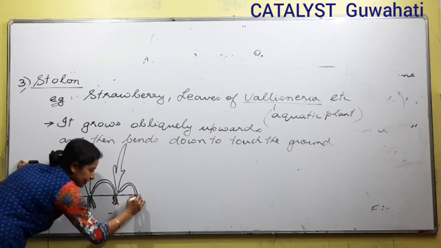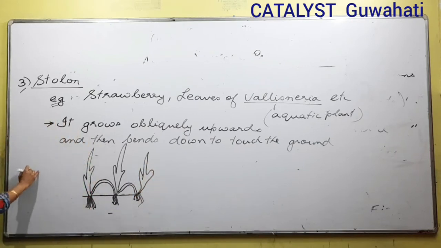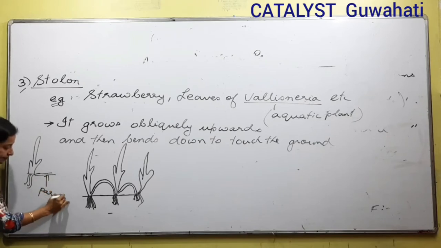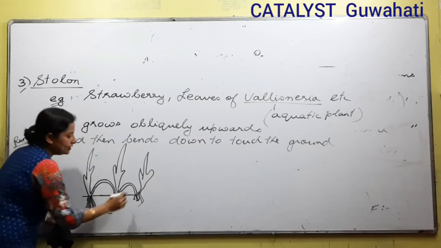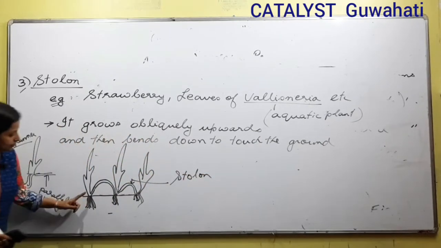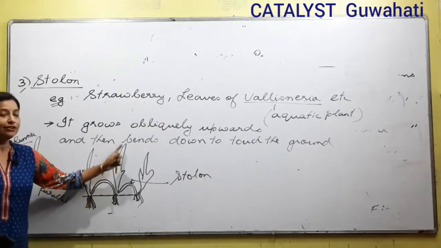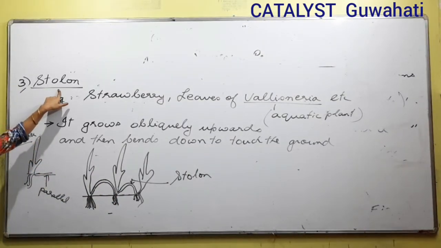Now don't get confused between runner and stolon. No doubt, it looks almost the same, but the difference is that the runner moves almost parallel to the soil. But in case of stolon, first it will go upwards and then it will come downwards, and at that point they will start rooting and ultimately grow into a new plant. So this was the information about the third type of subaerial stem, that is stolon.